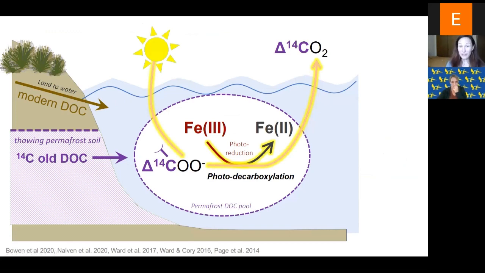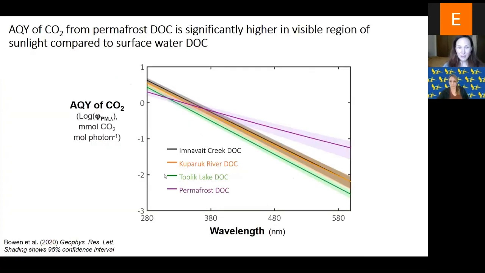However, there is one important difference between the DOC draining from the active layer and the deeper, older permafrost DOC, and that is in the shape of the apparent quantum yield spectrum. So I'm plotting the apparent quantum yield spectrum again here, the yield of CO2 per mole photon absorbed by the DOC versus wavelength. The difference here is that I'm plotting the y-axis in log space to emphasize the difference in the visible, or UVA into the visible portion of the spectrum.